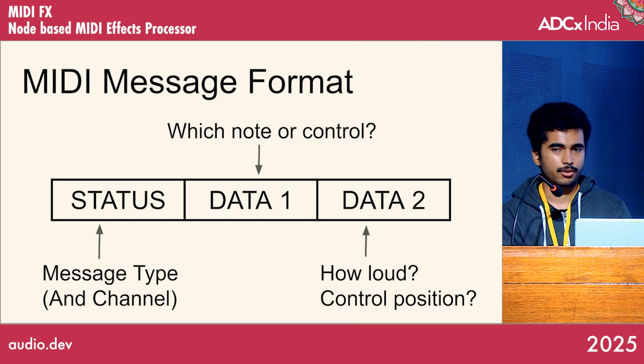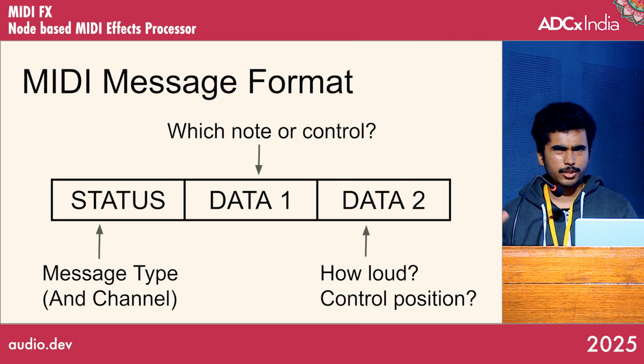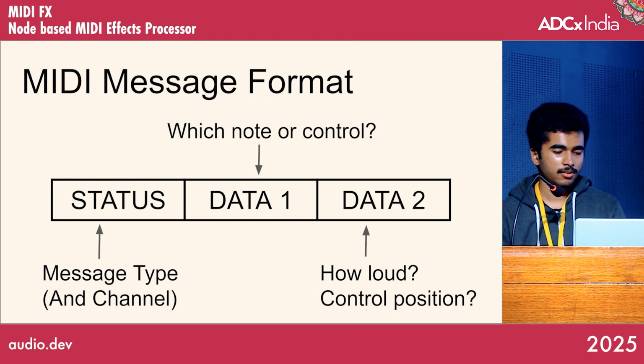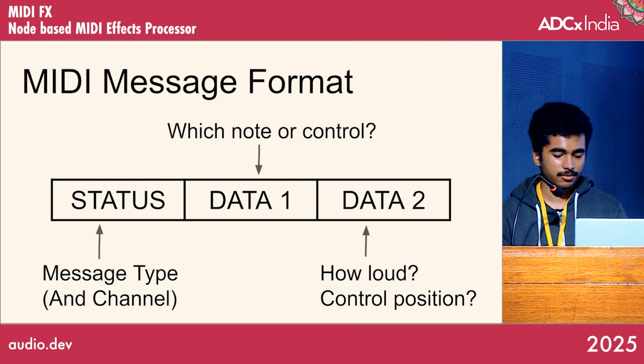If status is a note on event, data1 will be which note it is. Data2 will be how loud that note is. If status is a control change, which means a knob or a slider or something like that, then data1 will be which control is it. Data2 will be what's the current position of that control. MIDI also has this feature called channels, which means through a single MIDI line, you can send information for up to 16 channels. And that information is also encoded into the status byte.